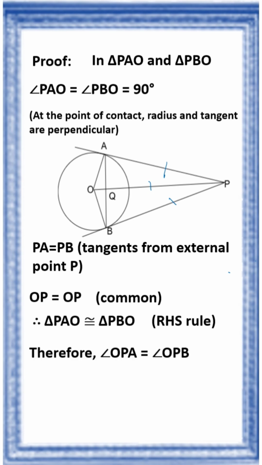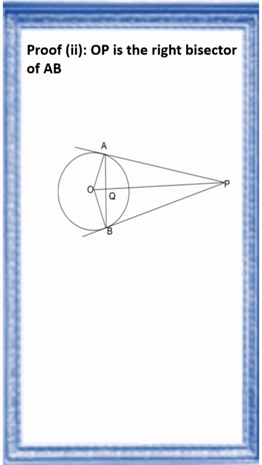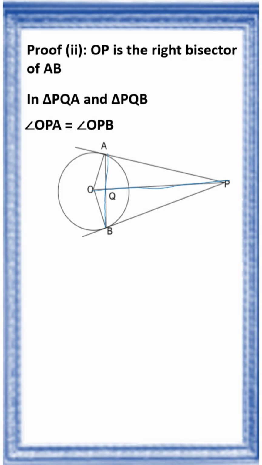Therefore, angle OPA is equal to angle OPB. So, OP bisects angle APB, hence proved. Now let us prove OP is the right bisector of AB. In triangle PQA and triangle PQB, angle OPA or QPA, the same, is equal to angle OPB or QPB. Why? Just now we have proved it.